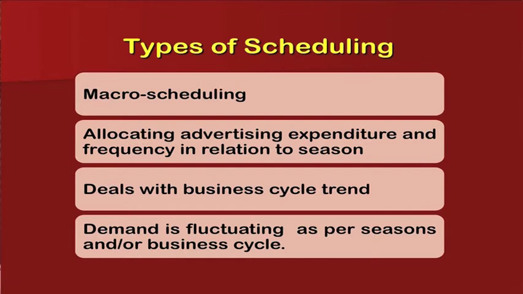Macro scheduling basically deals with allocation of resources in such a way that when demand is at the peak level in a business cycle, only then should the investments in advertisement come. We need to deal with the business trends or the changing cycles, because if the demand is less, the advertisement also needs less investment or less exposure to the audiences.